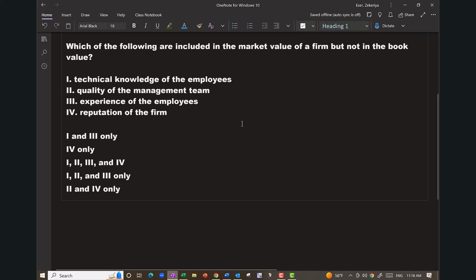Quality of the management team. Yes or no? Should be. Experience of the employees, how about that? Same deal. Similarly, the reputation of the firm. All of those will have zero value in the books. You have no way of attaching a value to that. But the market does. Whether or not you agree with that, that's beside the point. That's why we call it the market value.